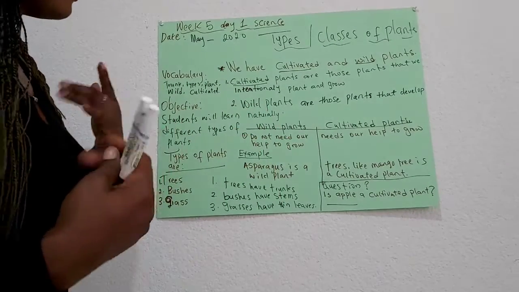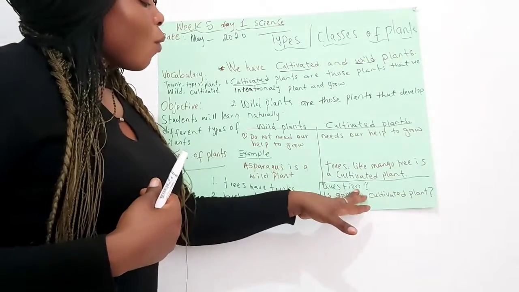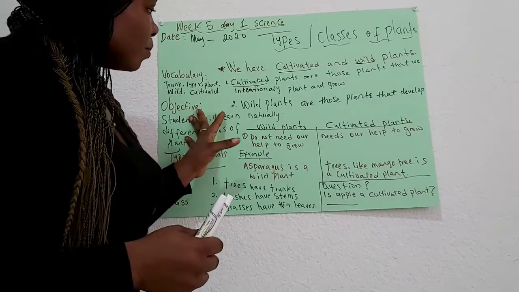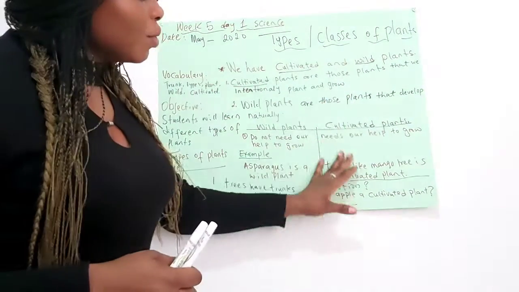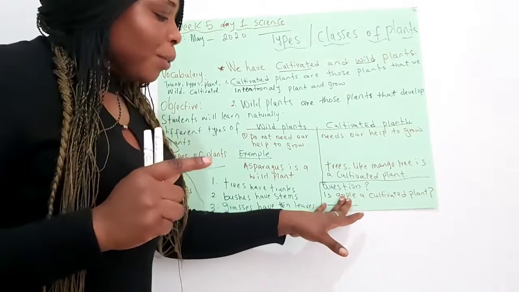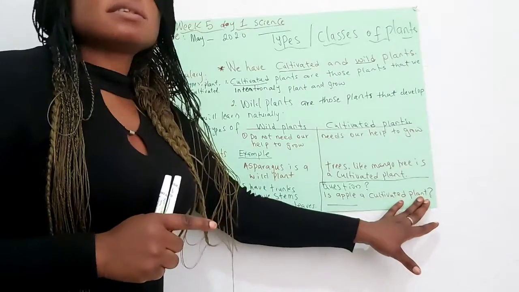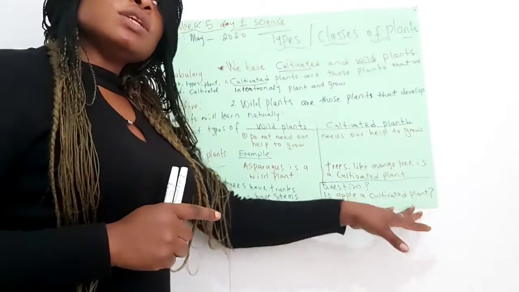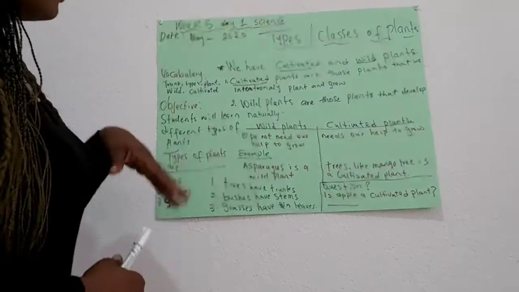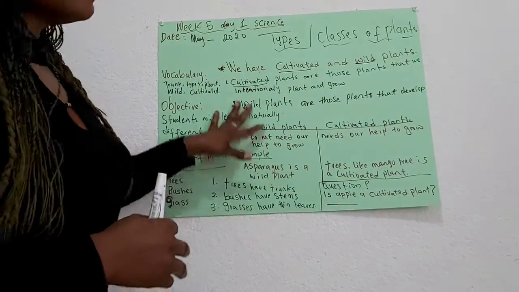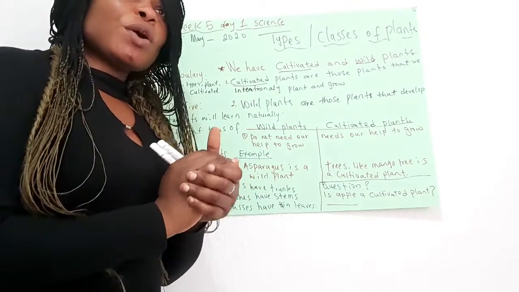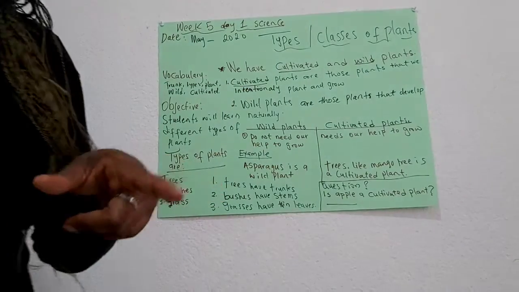So guys, now we have a question for you. You need to copy this into your notebook. Remember writing the date, the vocabulary, and the objective. Copy this into your notebook and copy this question and answer it. Is apple a cultivated plant? You need to answer yes or no. When you finish copying your note, we're going to work on the workbook. See you when we come back to school. I miss you guys and I love you guys.